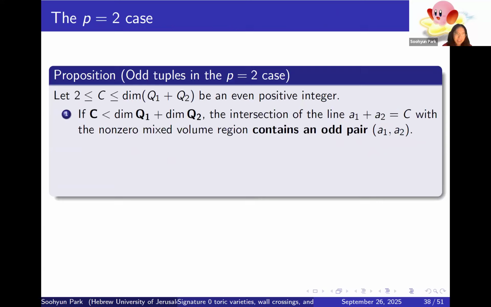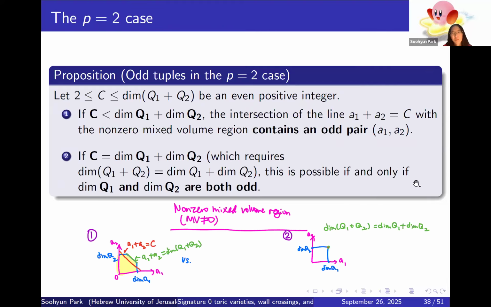Okay, so now let's actually look at an example. As you might expect, this is a weird property. What I mean is that usually you would expect an odd pair to exist unless something weird happens. And here, A1 and A2 are exponents. So first we have the non-zero mixed volume region, and then we slice it with a so-called hyperplane, which is just a line because we're in 2D.